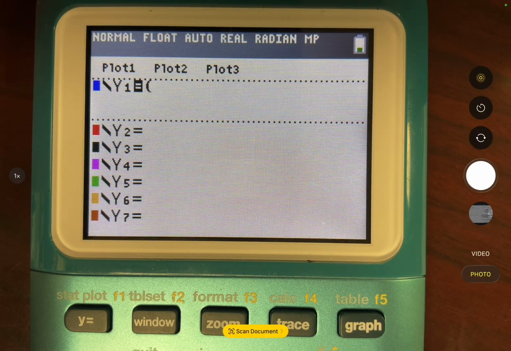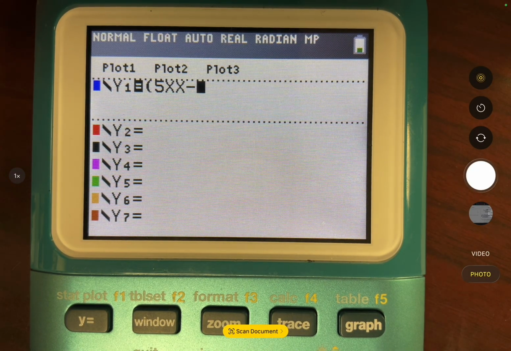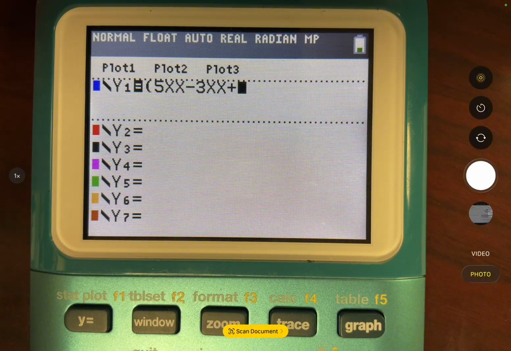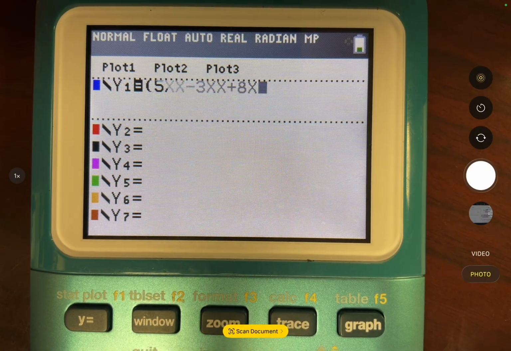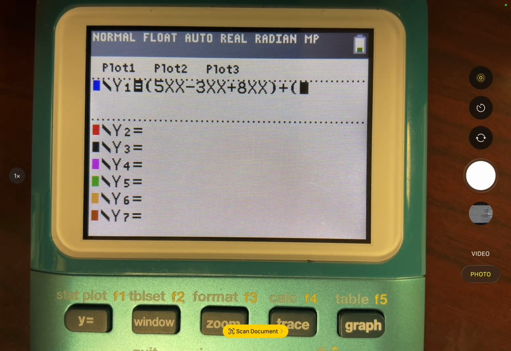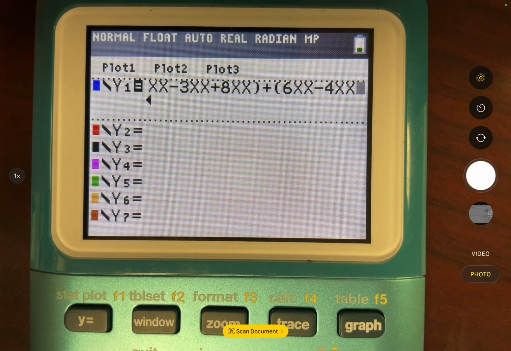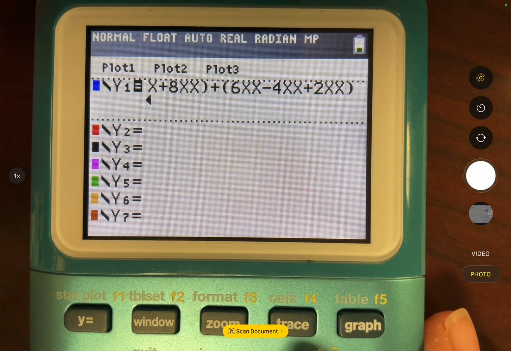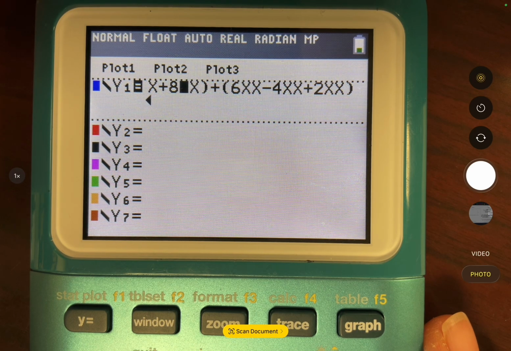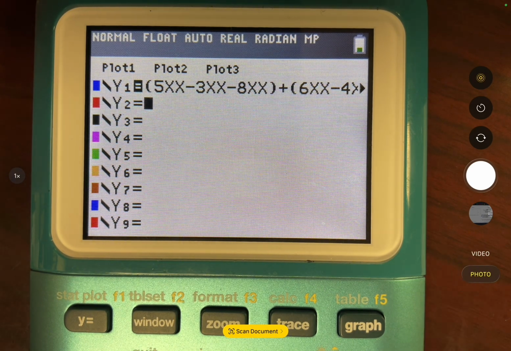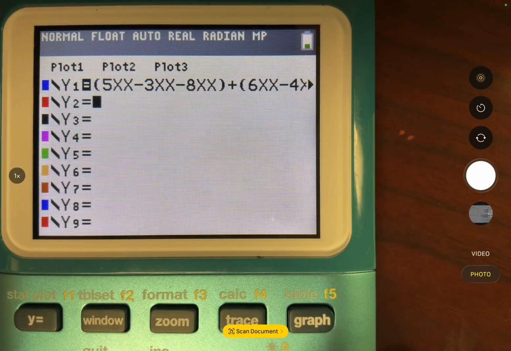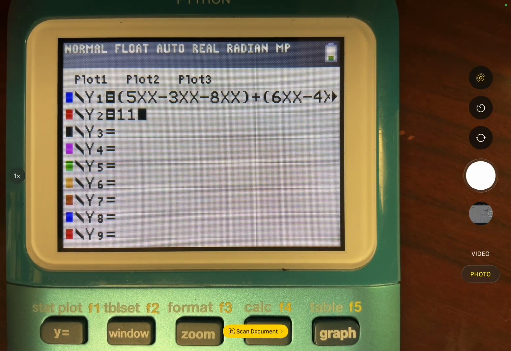So 5x squared minus 3x plus 8x. It says minus 8x. Oh, sorry. Yeah, you're right. Minus 8x, not plus. Okay. There's a plus sign in the middle in the expression. So you have to retype that whole thing. And then in the other one.